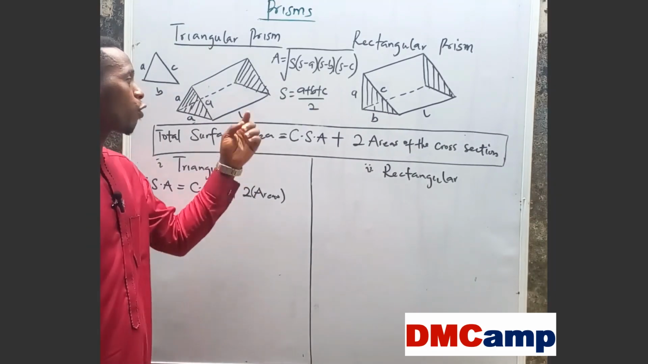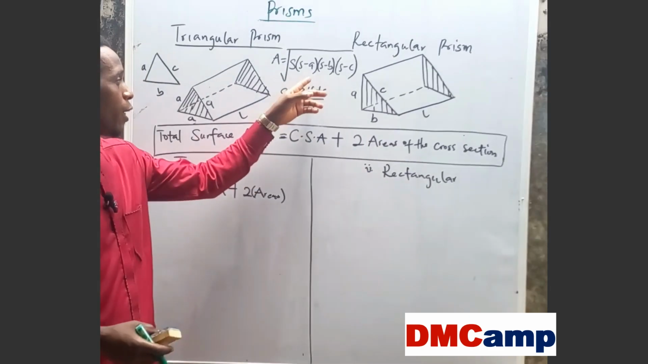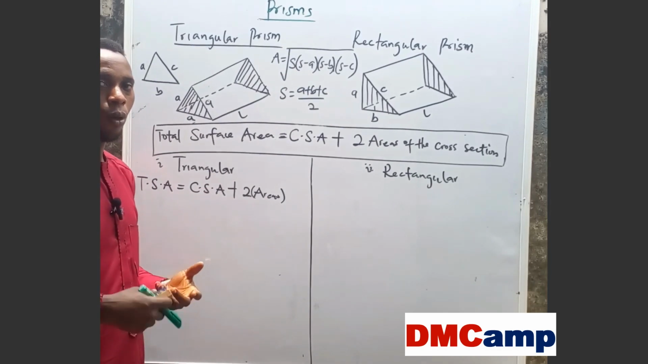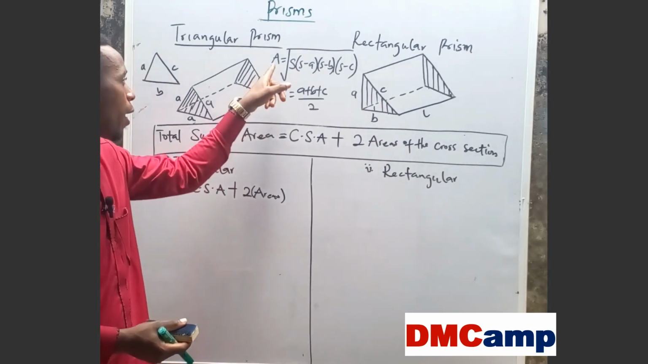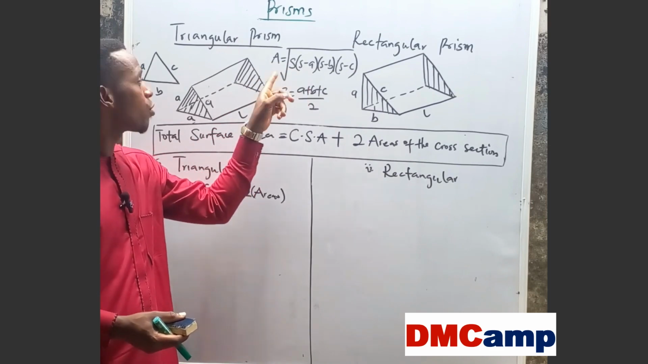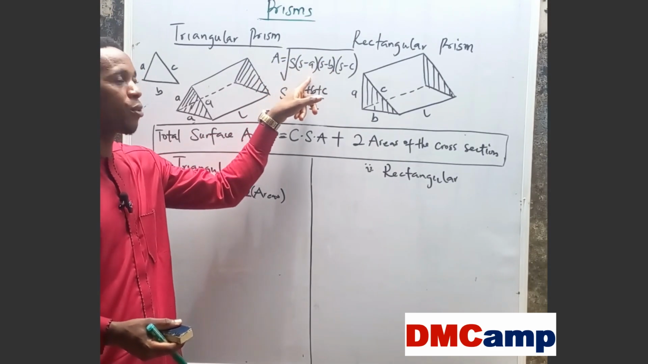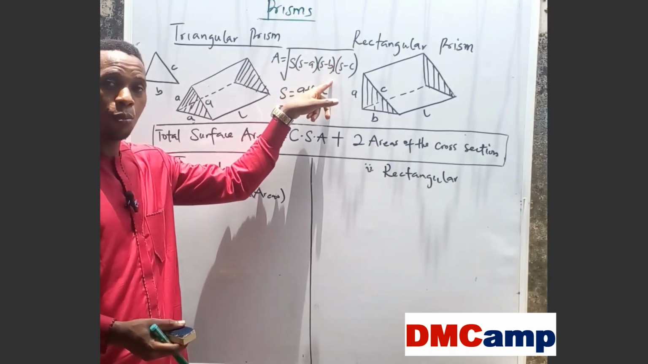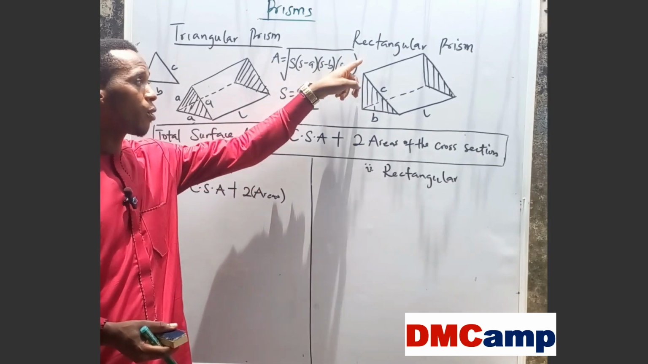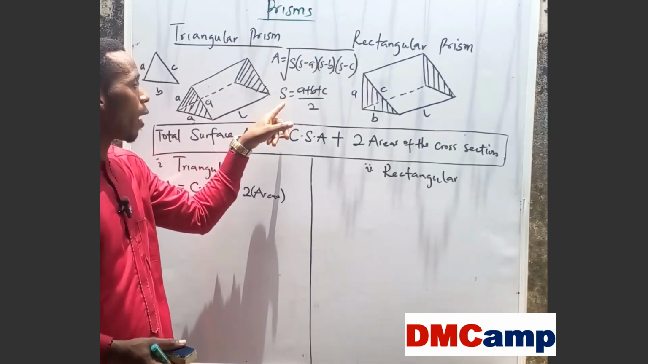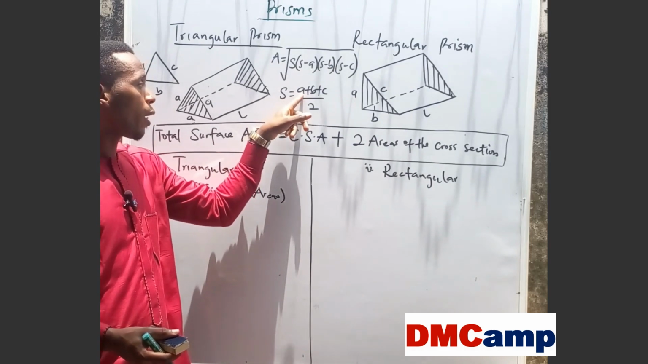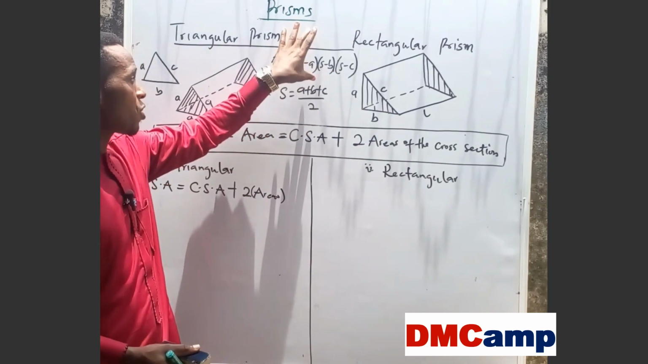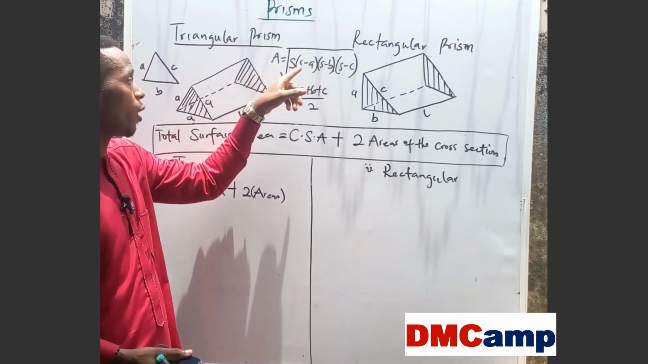Now, since we've gotten the area of our triangle, whether it is an equilateral triangle or a scalene triangle, to be A equals the square root of S, open bracket S minus A, close the bracket, open another bracket, S minus B, close the bracket, open another bracket, S minus C. And we know that our S is equal to A plus B plus C over 2.